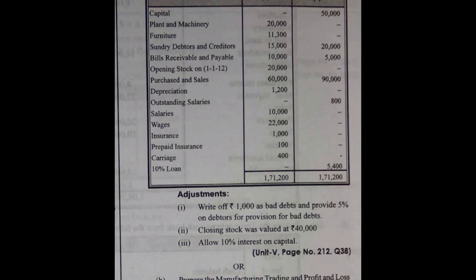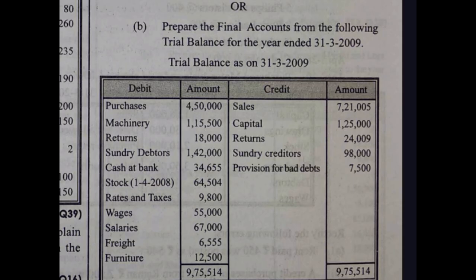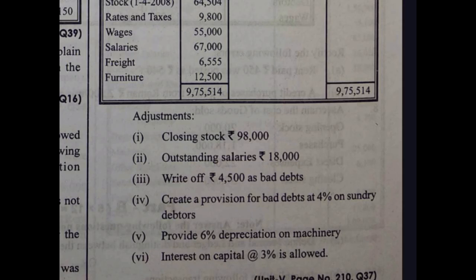Next we have interest on capital. What is the capital amount? 50,000. 50,000 into 10% comes to 5,000. That 5,000 we need to add on the liability side. So capital 50,000 plus 5,000, 55,000, plus net profit. Next, this is also an important question, just practice this. Interest on capital will be calculated on the capital amount only. The balance sheet should be tallied.